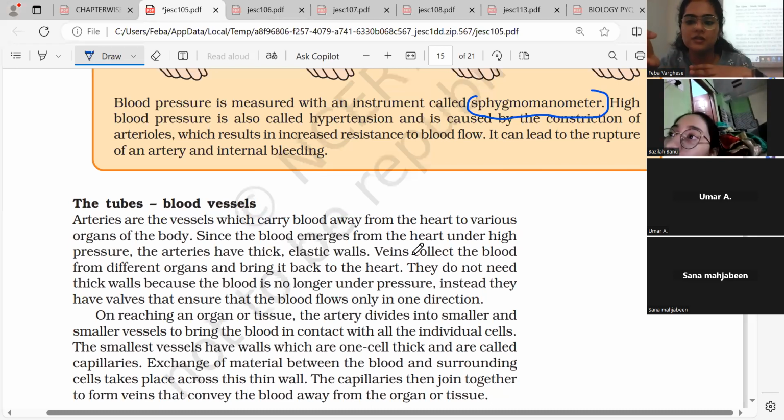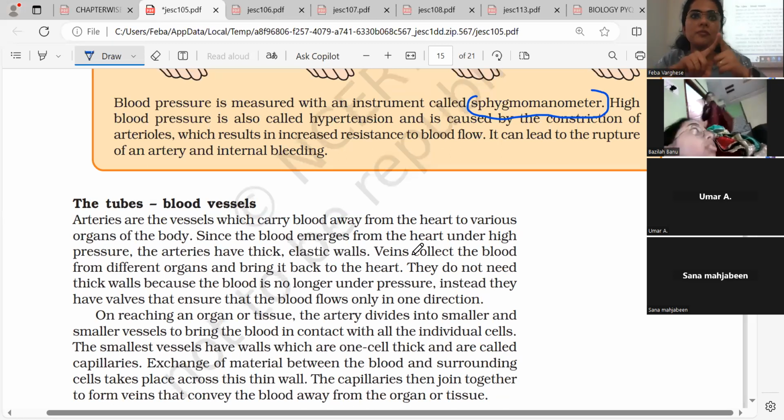So how is that prevented? If the veins have valves. Very good. Veins have got valves in them. Valves prevent the backflow of the blood, right? So remember, arteries do not have valves. Veins have valves. Okay, remember that.